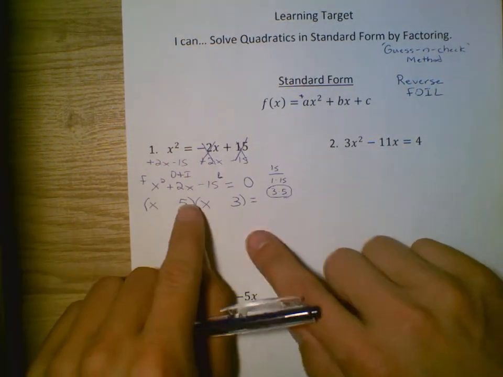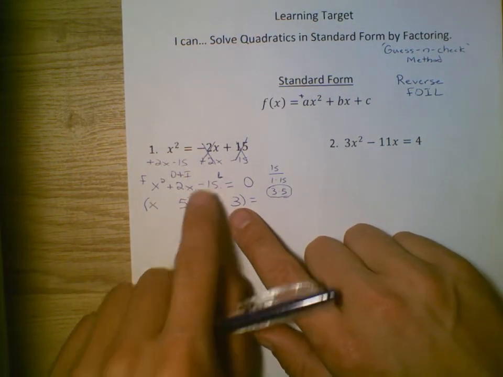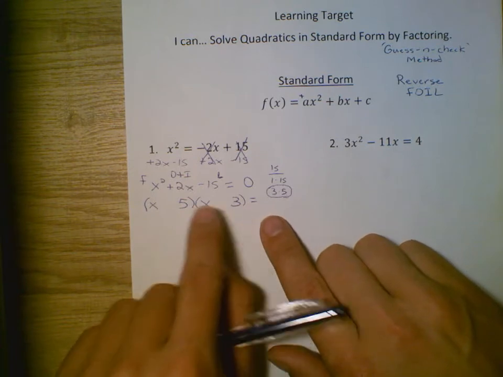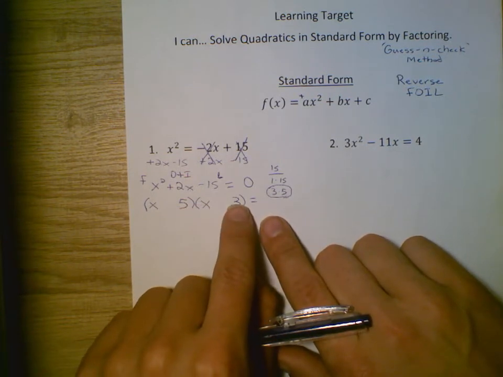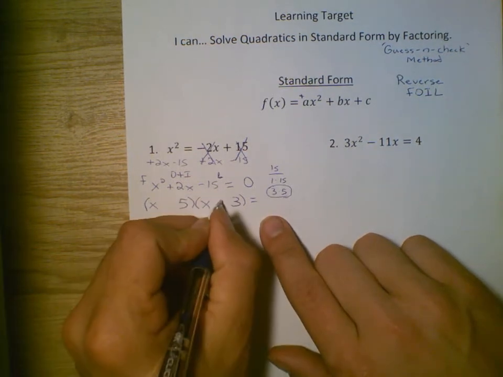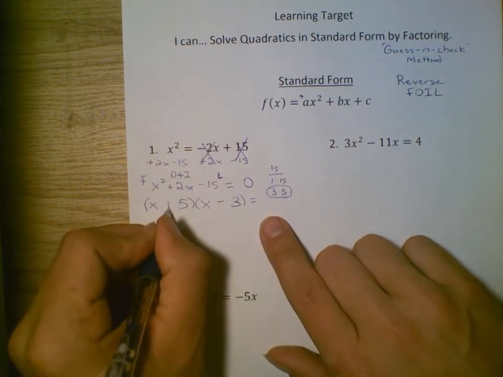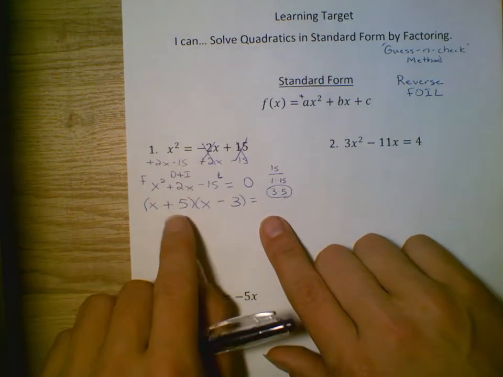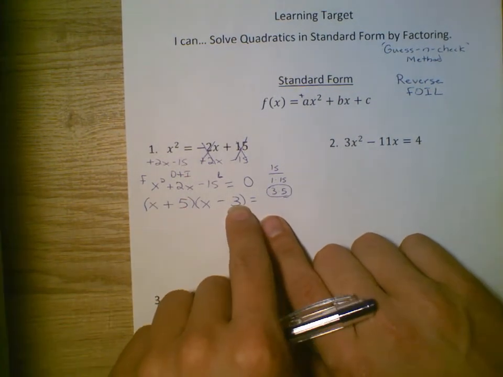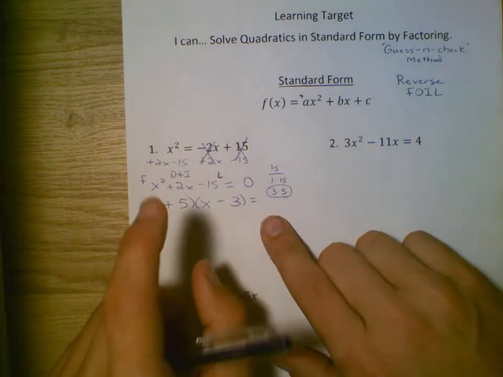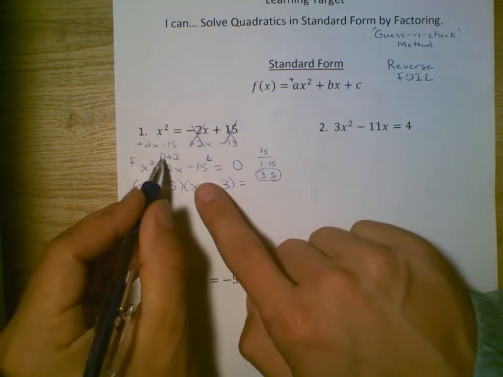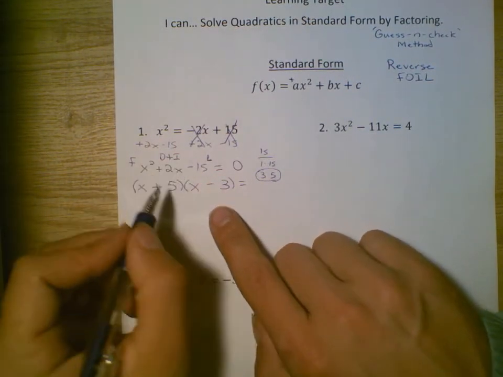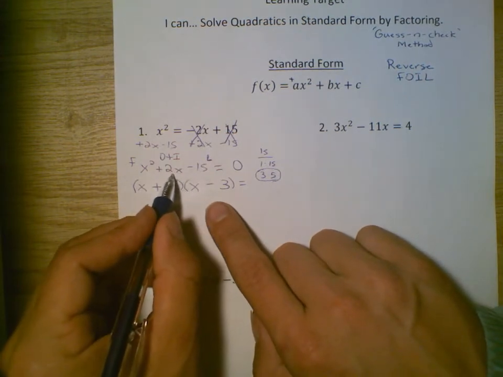Now, in order to get a negative 15, when I take the last times the last, one of these needs to be positive and one of them needs to be negative. So I'm going to make the 3 negative and the 5 positive. I'm just guessing positive 5, guessing negative 3. Now, when I do the check part of the guess and check method, I need to check the outside and the inside and make sure that they combine to give me the middle term.